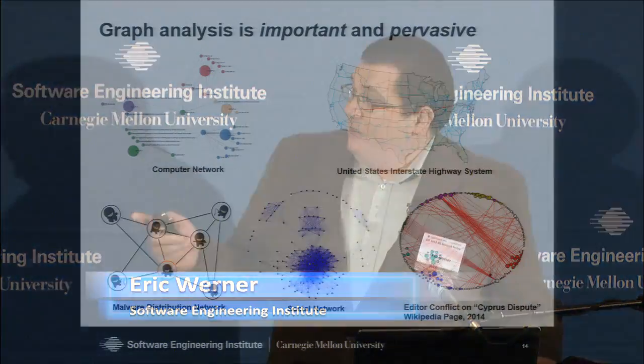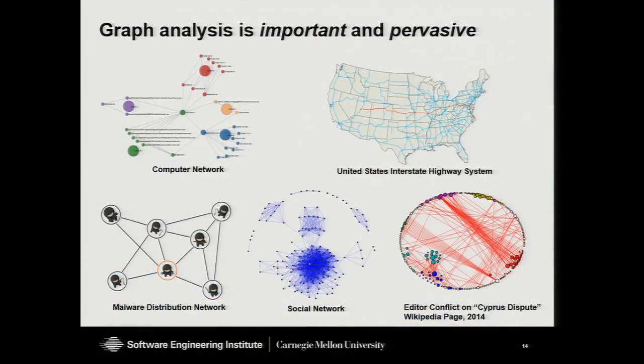It's funny, I put this slide in here because sometimes when I talk about graph analysis, I have to convince the audience that it's important and pervasive. Except that in each of the talks this morning that preceded me, somebody mentioned they were doing some kind of graph analysis. Graphs are used to represent computer networks, road networks. We heard about malware distribution networks earlier today, and social networks. That bottom right one is an interesting one. That represents conflicts between editors of Wikipedia pages about the Cyprus dispute. You can use graphs to represent that and understand that and reason about it.